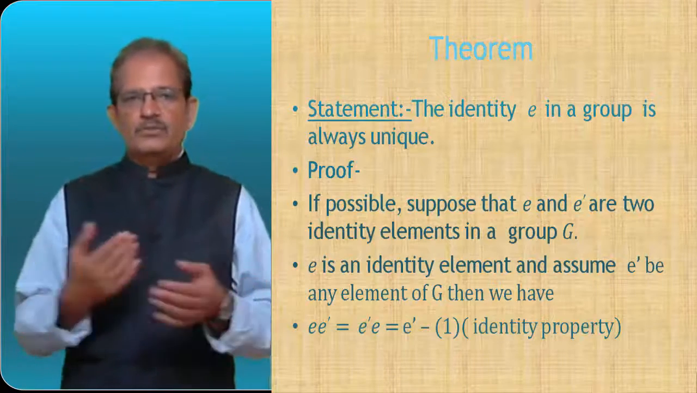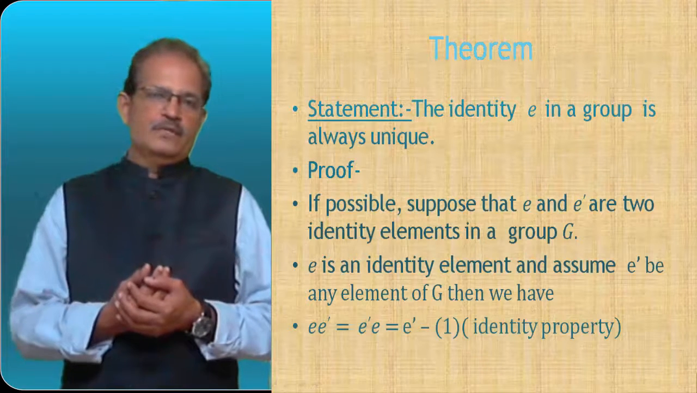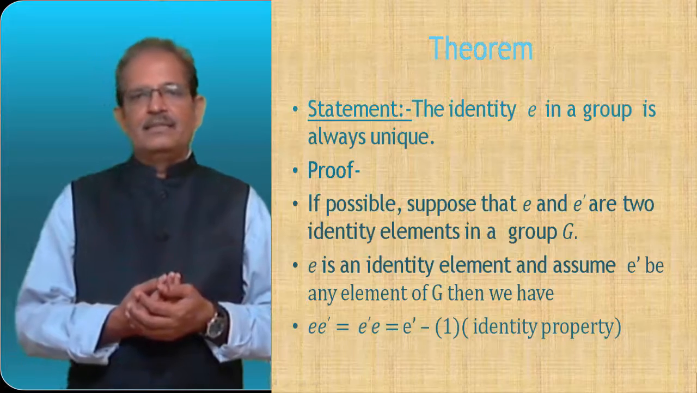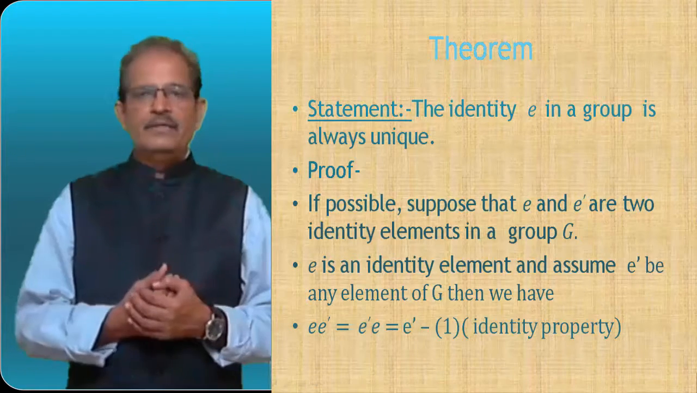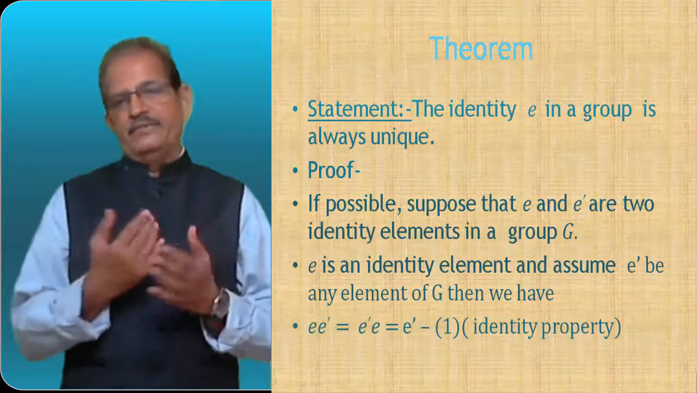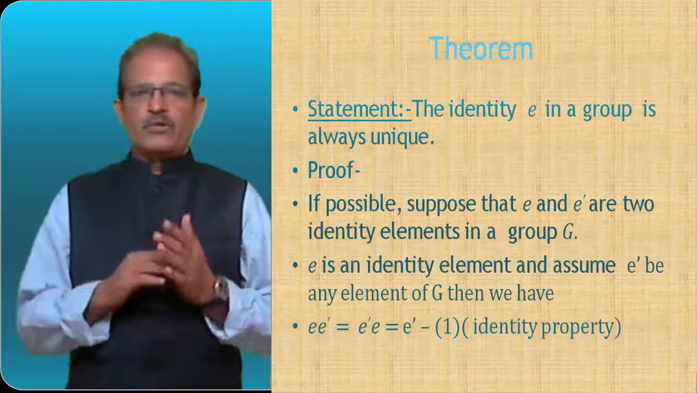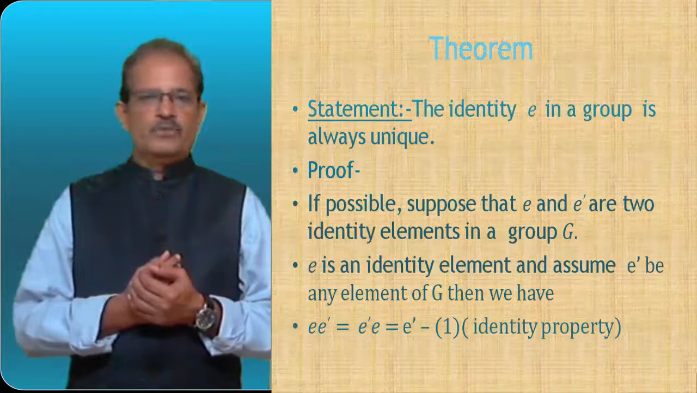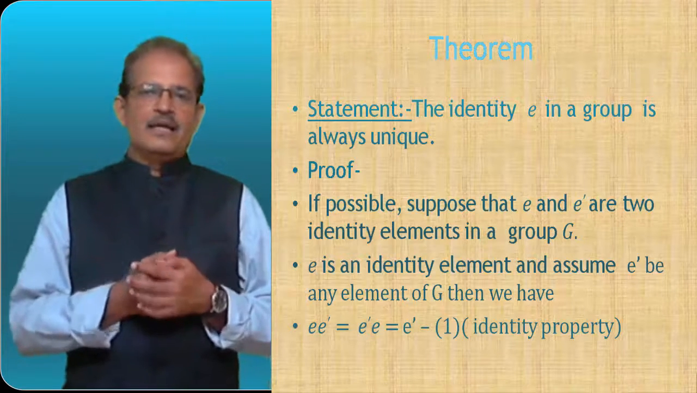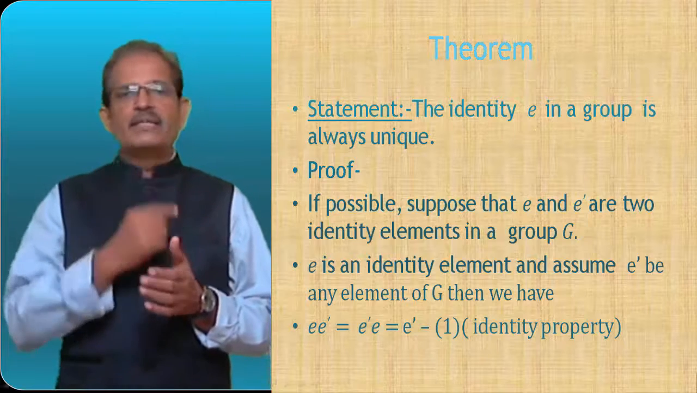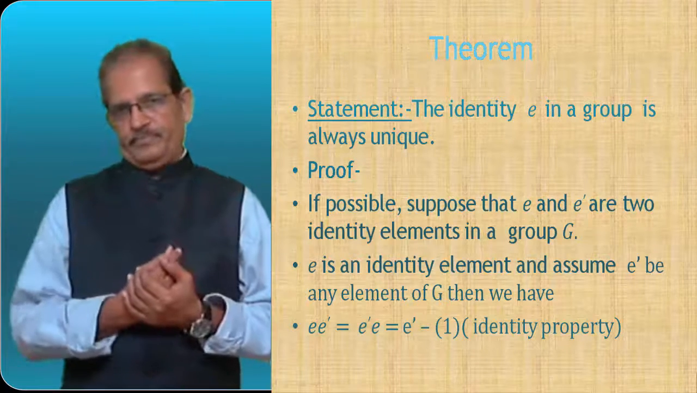So, now I would like to prove a theorem. Statement: The identity element E in a group is always unique. I repeat. Suppose a group has an identity element E. Then the theorem says the identity element is unique. That means there exists only one identity element in one group.